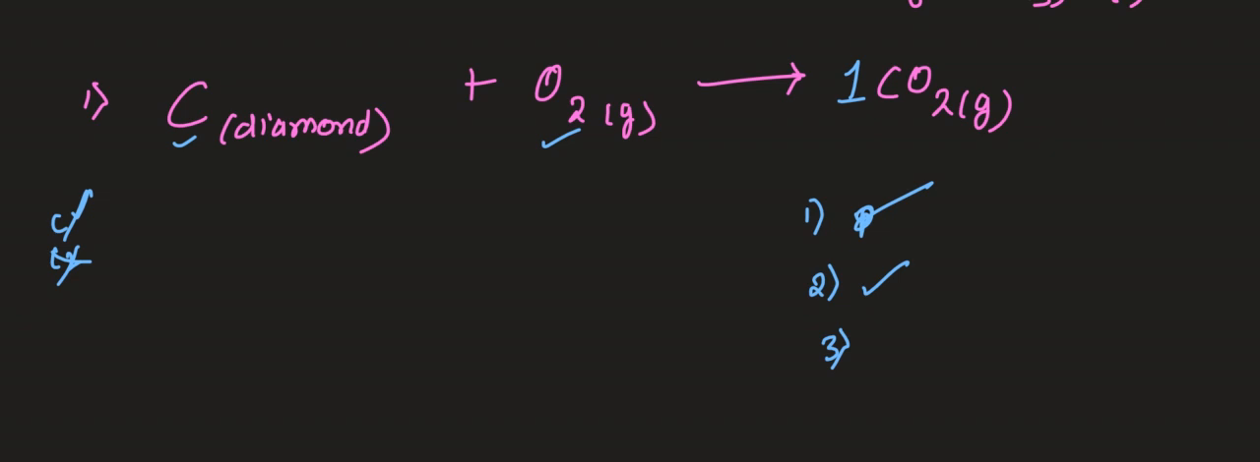Can we say carbon dioxide's stable form is gas? Yes. Oxygen's stable form is gas? Yes. Carbon's stable form is diamond? No. What is the stable form of carbon? Graphite is the stable form of carbon, not diamond. So hence the third condition is not satisfied.